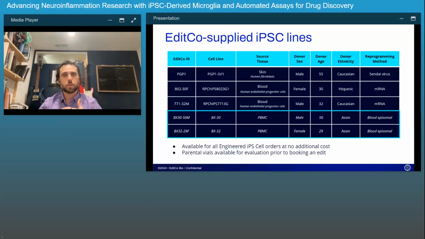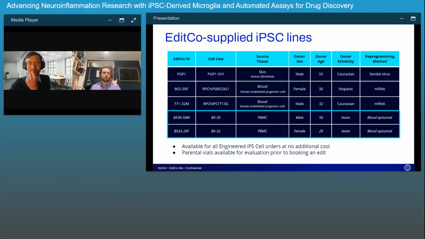And of those, at the bottom there, you can see that we have partnered with Brainxell to create working banks or starting banks of both their BX30 and BX32 cell lines to initiate projects immediately. But with that, as I said, I don't want to go on too much longer. I want to be able to pass this off to the Arctoris team to provide some of the great data that they have with some of these cells.